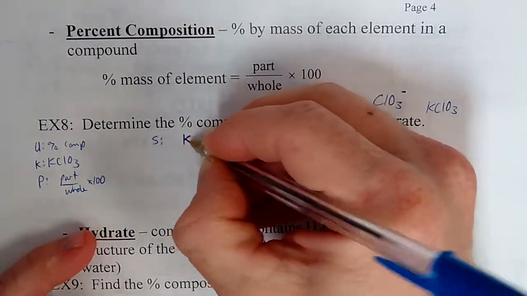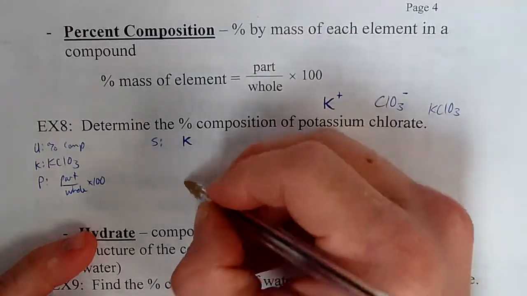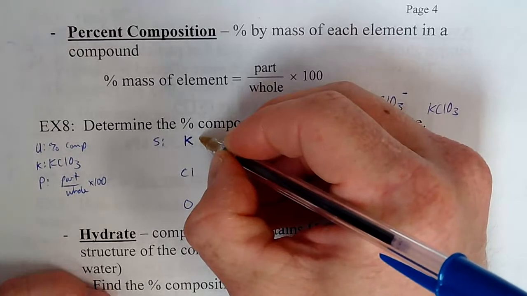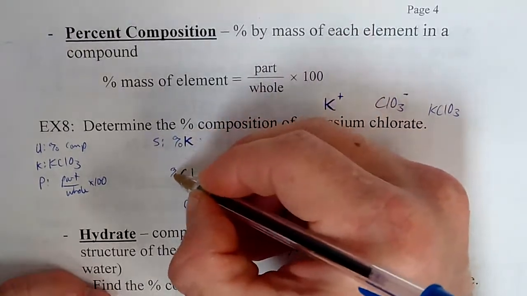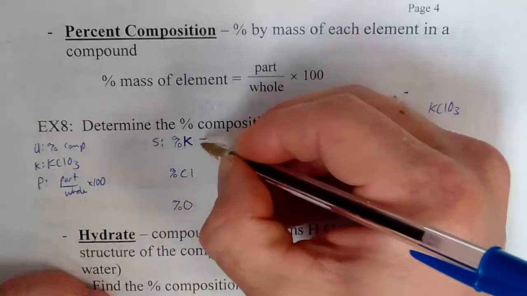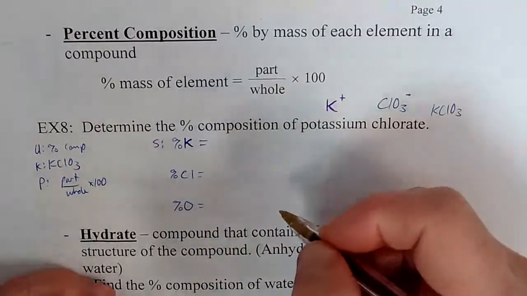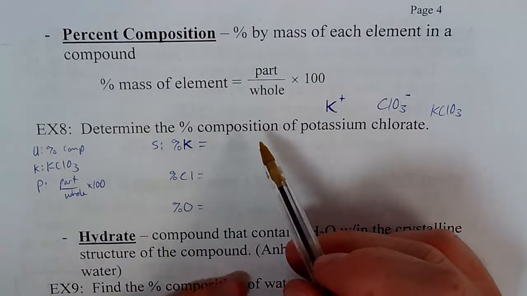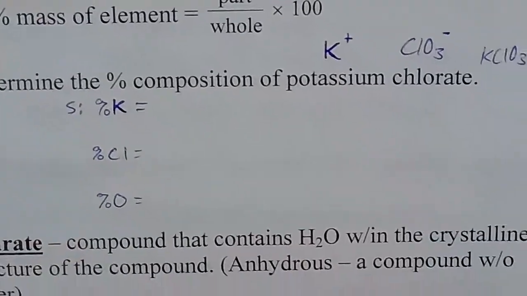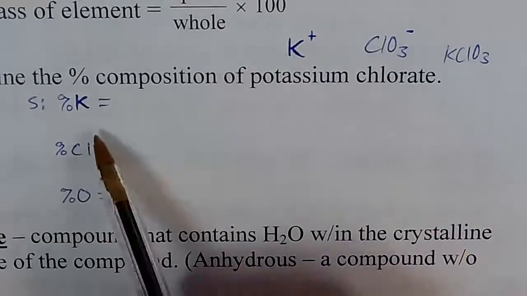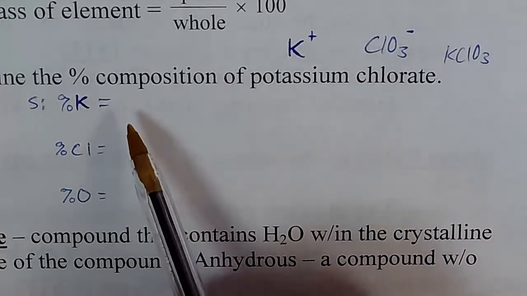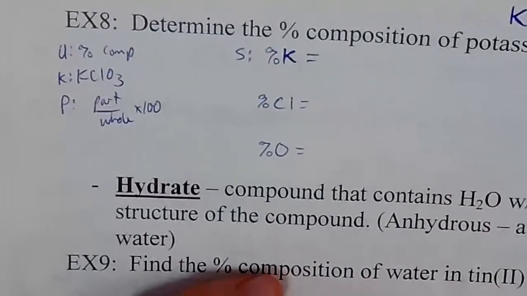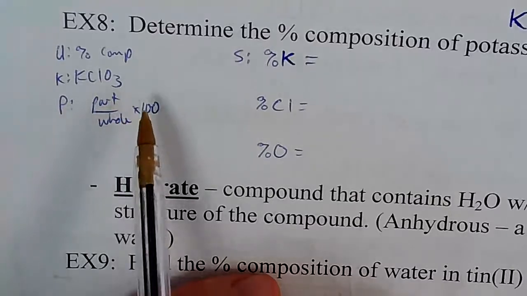All right, so there's 3 different elements, so we're going to have to repeat the solve process 3 different times. And I'll specify that I'm solving for the percentage, just so you know. Oh, yeah, that's just the equation again. Part divided by whole times 100.